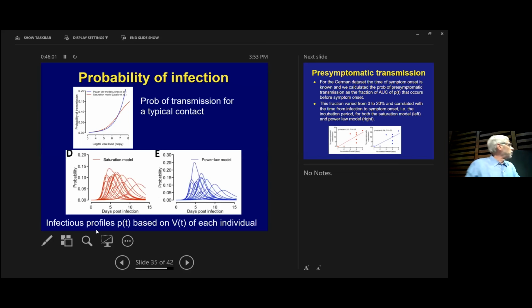One of the unique features is that we get these probabilities of transmission per contact. But since we know the viral load profiles for these 17 individuals, we can compute how the probability of infecting someone else is a function of time post-infection, rather than just viral load, as all the assays are. You can see that these curves tend to be fairly wide, so there's a fairly long interval where there's a chance of you infecting people that you encounter, which is, I think, somewhat novel. The differences between the two models are pretty negligible.